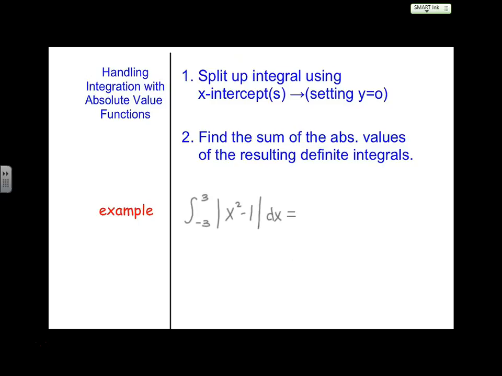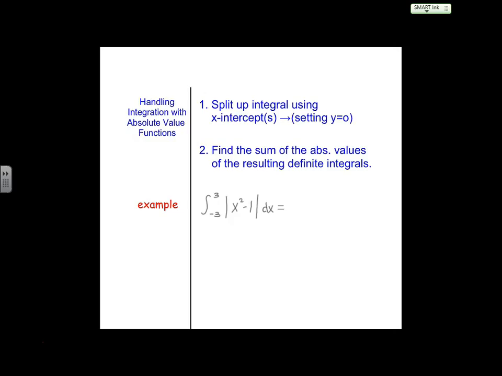All right. Handling integration with absolute value functions. I decided since it's a tricky process, we better just write it down, okay? So we're going to split up the integral using the y-intercept, setting y equal to 0. And remember, who's y? Yeah, the entire thing inside the absolute value, right? Not the entire integrand. Maybe there's something else being added or subtracted outside the absolute value.